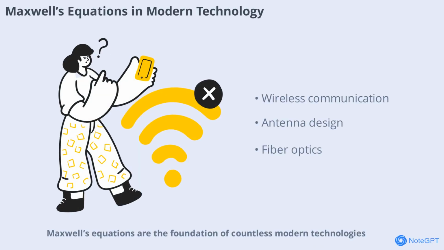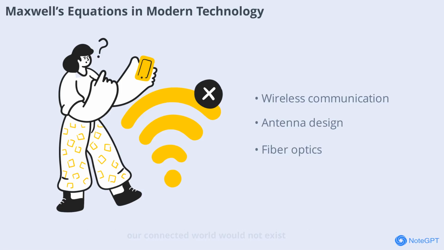Maxwell's equations are the foundation of countless modern technologies. They govern the operation of radios, televisions, cell phones, and Wi-Fi networks. Engineers use them to design antennas, fiber optics, and satellite communication systems. Without Maxwell's work, our connected world would not exist. His equations continue to drive innovation in fields ranging from telecommunications to medical imaging.